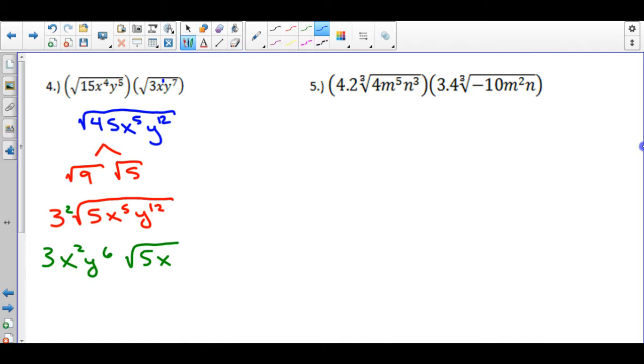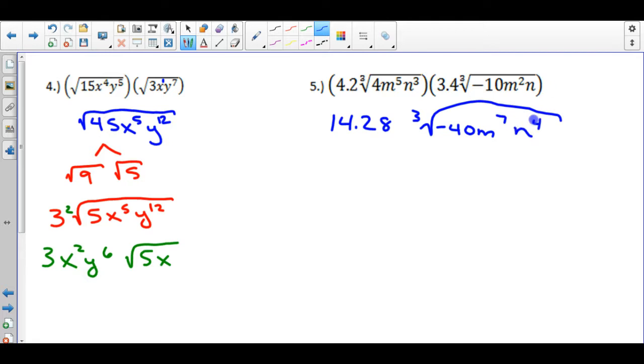And then for this problem, I have 4.2 times this cubed root. So I have a cubed root on the outside. The first thing we're going to have to do is multiply 4.2 times 3.4, and that comes out to 14.28 times the cubed root. And now I'm going to simplify the inside. I have 4 times negative 10, so negative 40. m to the 5 plus 2, so m to the 7th, and then n to the 3 plus 1, so 4.